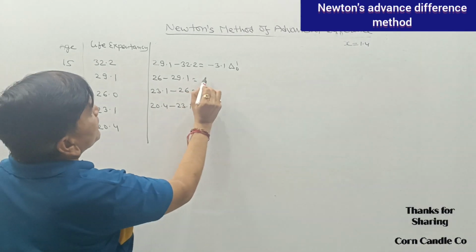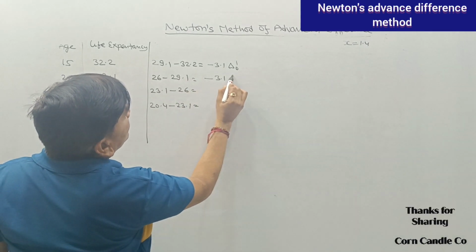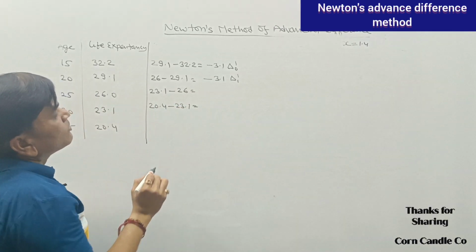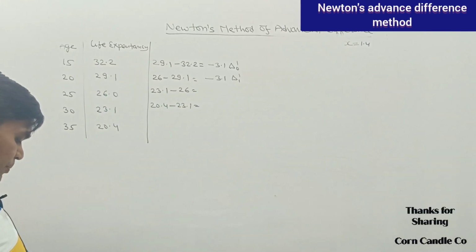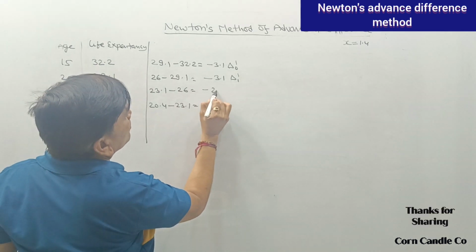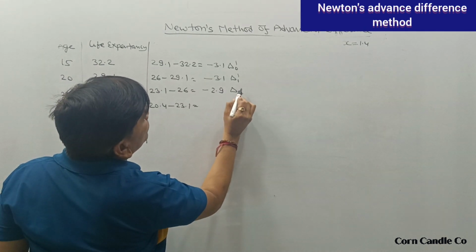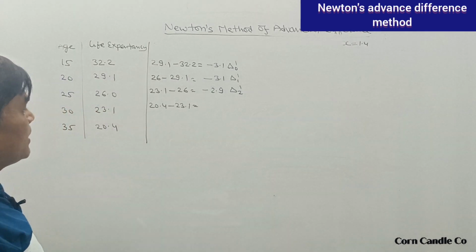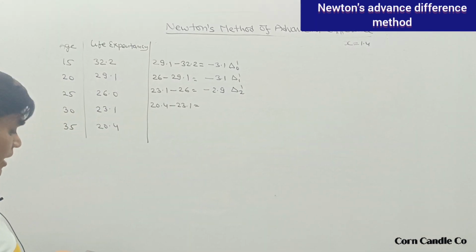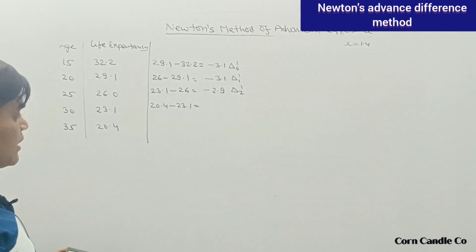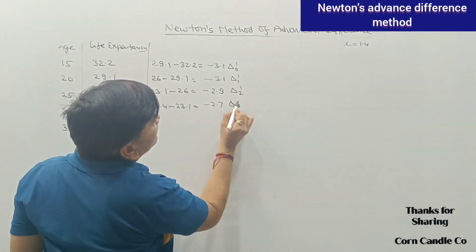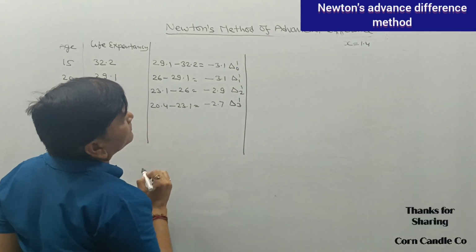Second, minus 3.1, that is delta 1 1. Third one is minus 2.9, 23.1 minus 26, that is minus 2.9, delta 2 1. Fourth one is 20.4 minus 23.1, that is minus 2.7. So delta 3 1. This is the first difference.